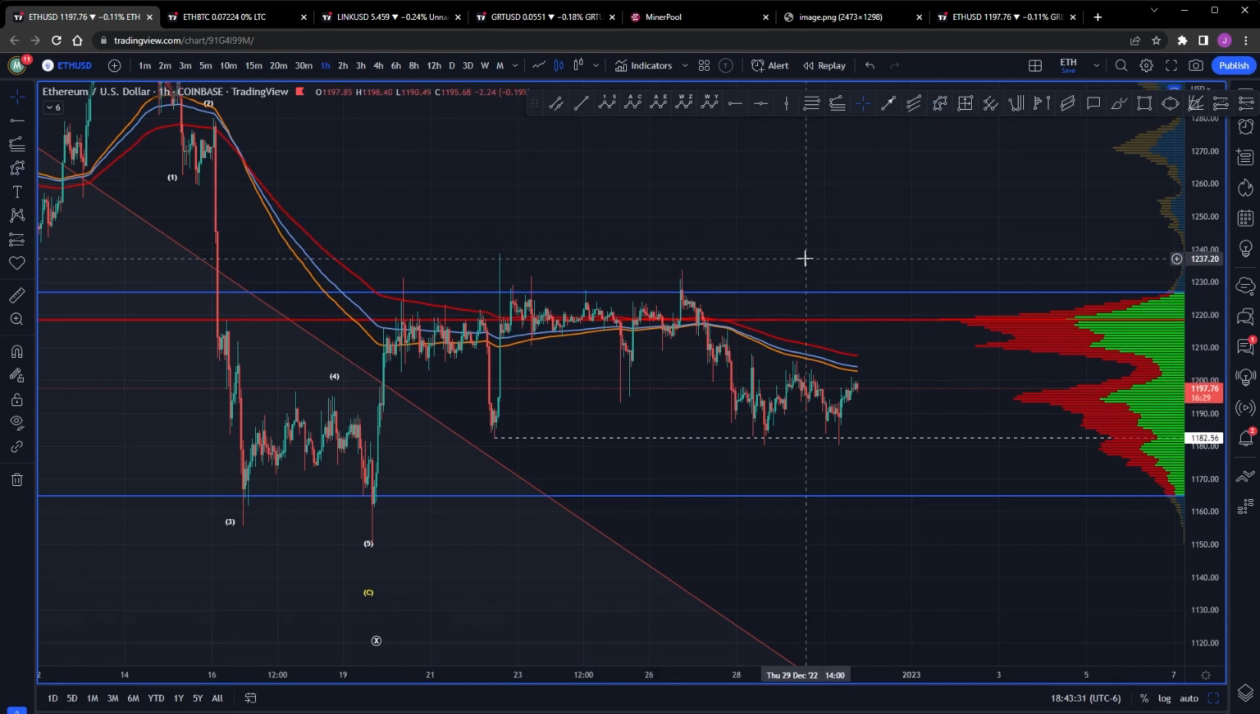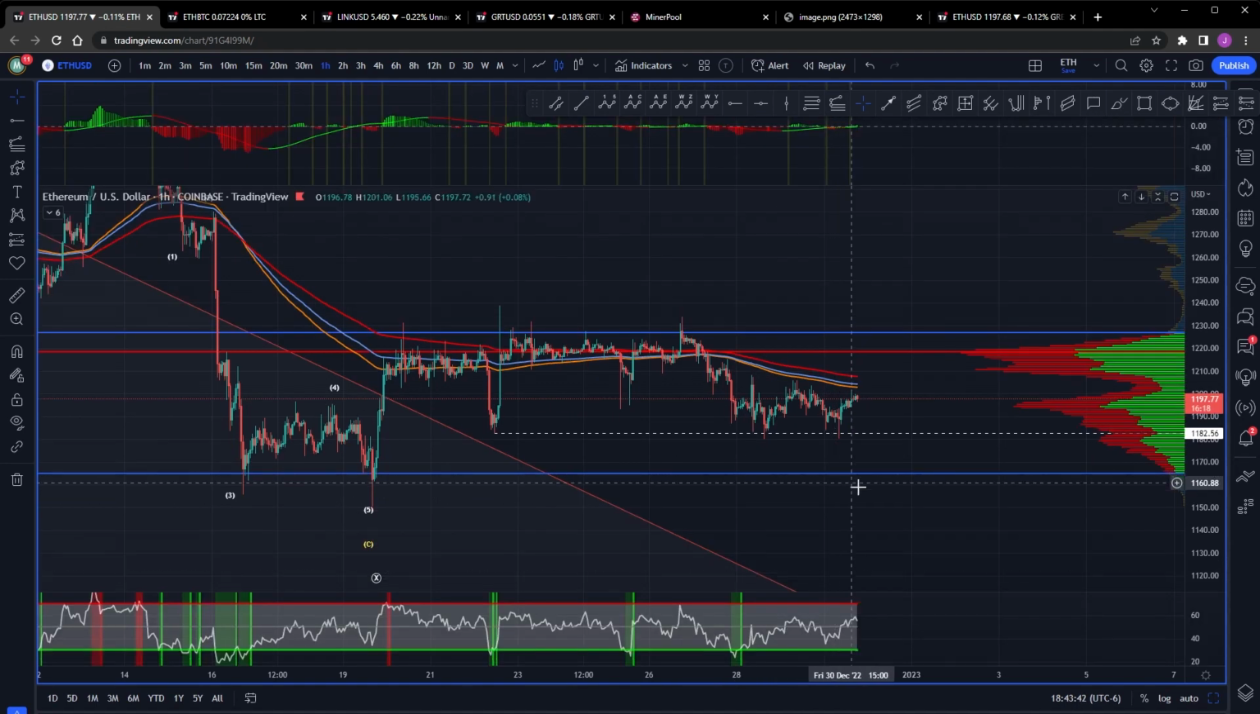So as far as I'm concerned right now, I'm not trading this. I'm not bothering with it. It looks like absolute garbage. It's the holidays. I'm just leaving it alone. I'm waiting for it to decide what we're doing.